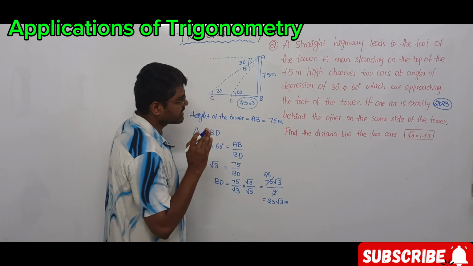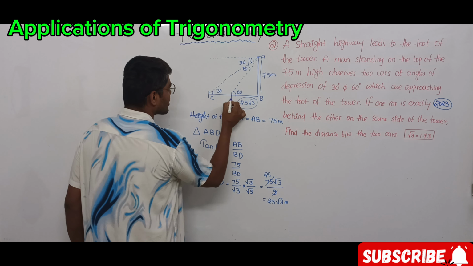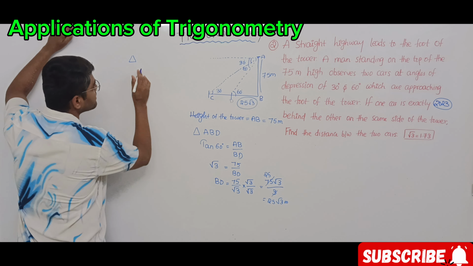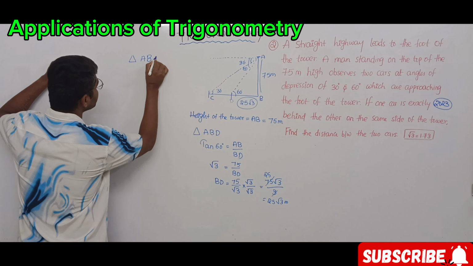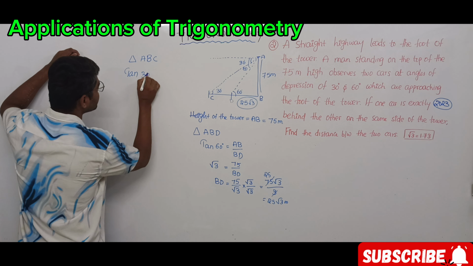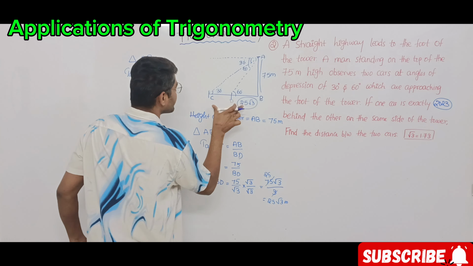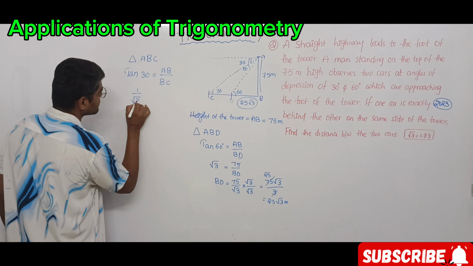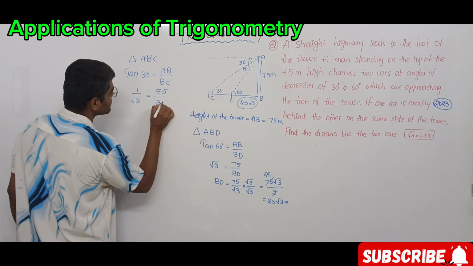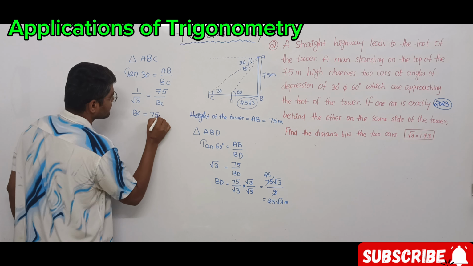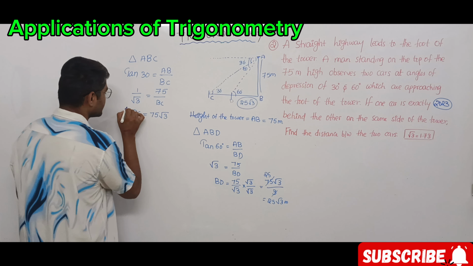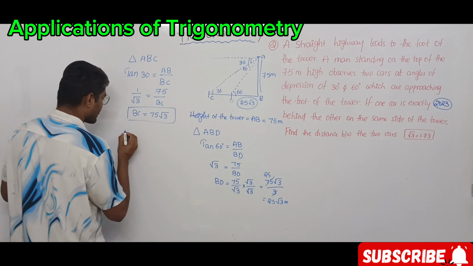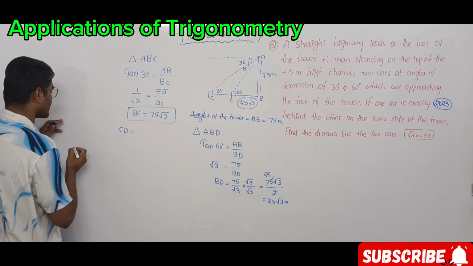The thing we have to find is the distance between the two cars. Here car 1 is there, here car 2 is there. So we have to find the distance CD. Take the triangle ABC. In triangle ABC, again we can take tan 30 equal to opposite by adjacent. So AB by BC. tan 30 is 1 by root 3 equal to AB, 75, by BC. Now cross multiply. BC equal to 75 root 3. Okay, right. This is BC. So what we need is CD. How do we get CD? BC minus BD. CD equal to, that is the distance between the two cars.